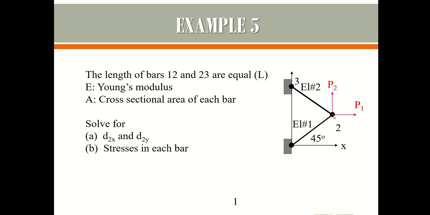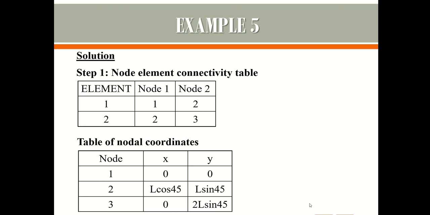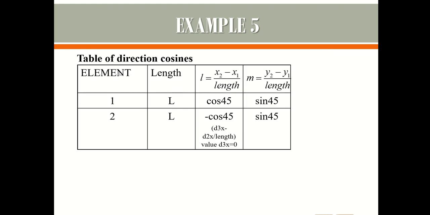How about this one, node 2? Node 2 is L cos 45 and also L sine 45. This is the coordinate. And then we convert it to the symbols L and M. For the first element, the angle is 45, so L is cos 45 and M is sine 45. For element 2, we measure the other way around, because it is from 3 to 1, so minus cos 45 and sine 45.